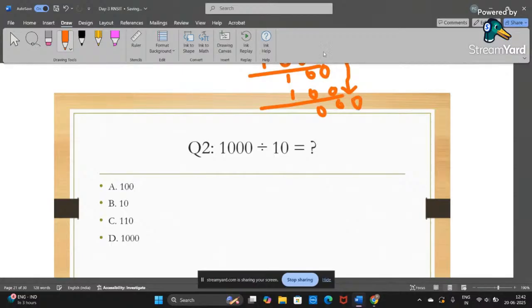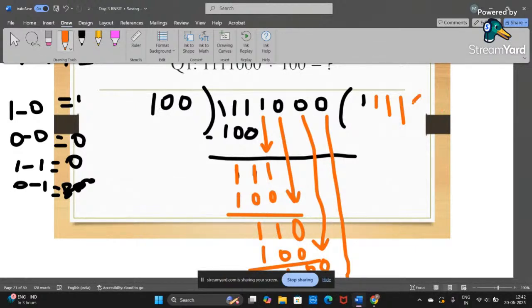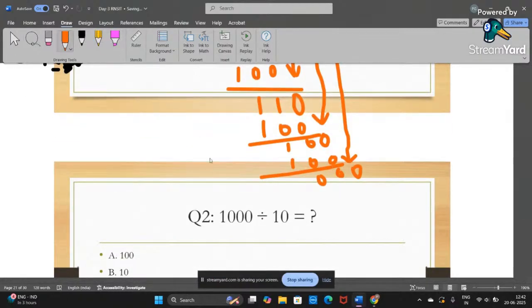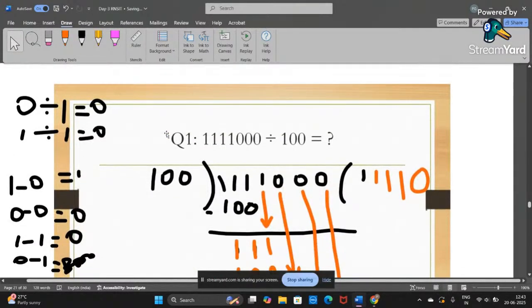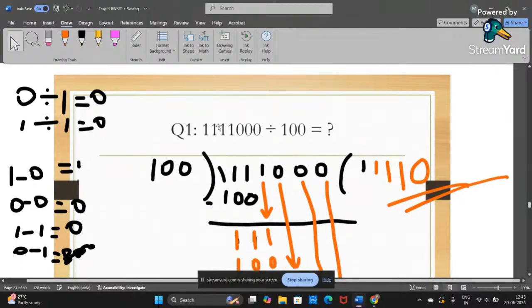So when you take this here, 100 is now 100 into 0, because we need to cancel this 0. So 100 into 0, it is 0, 0, 0. Now all of this got cancelled. So the answer of this is 1110. This is the value. Got it? Now we'll solve the next one.